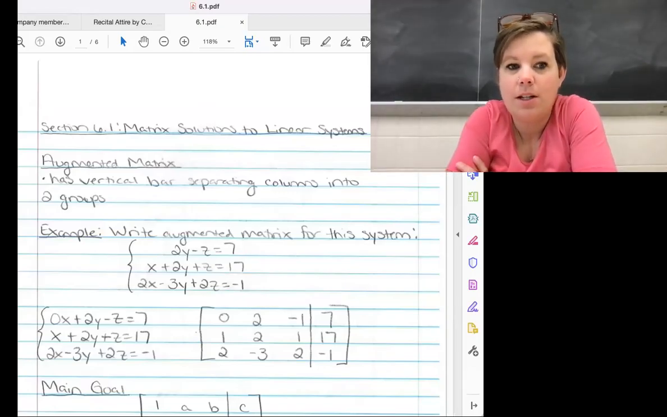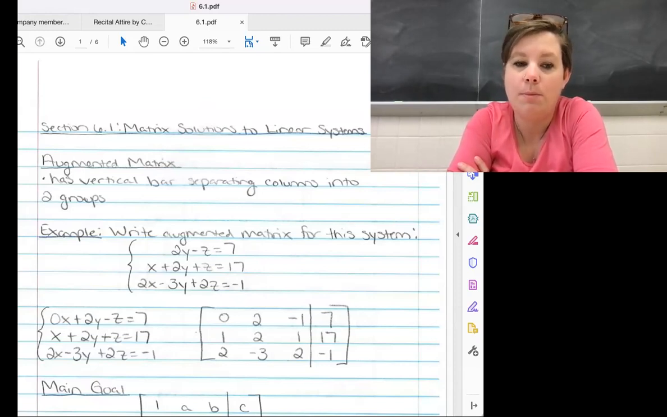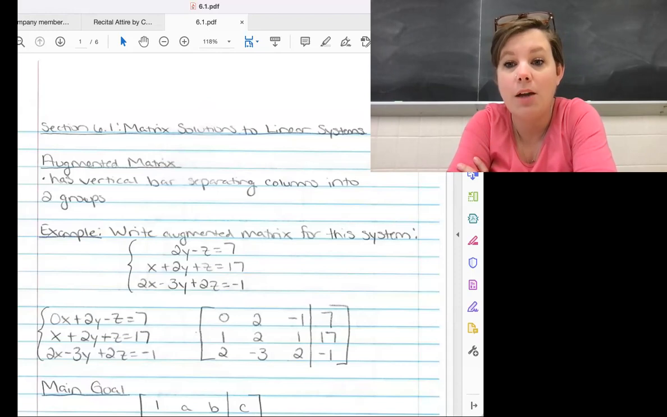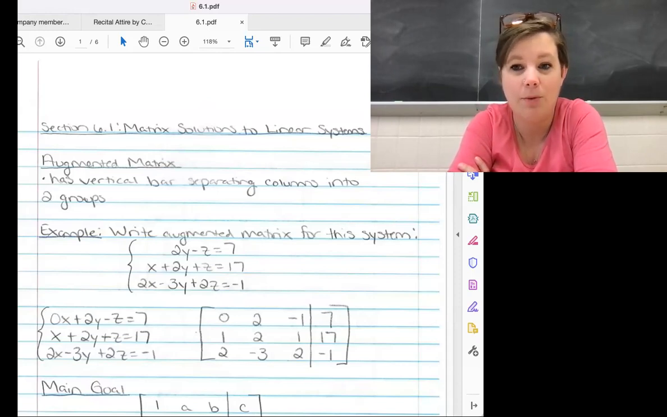Hey guys, so today we're going to be in Chapter 6, Section 1, which is all about matrix solutions to linear systems. Back in Chapter 5, we did 2 sections, and it was all over systems of linear equations. We had systems with 2 equations, 2 unknowns, which was 5.1, and we had systems of equations with 3 variables, and that was 5.3. And we learned how to solve those using the addition method and the substitution method.